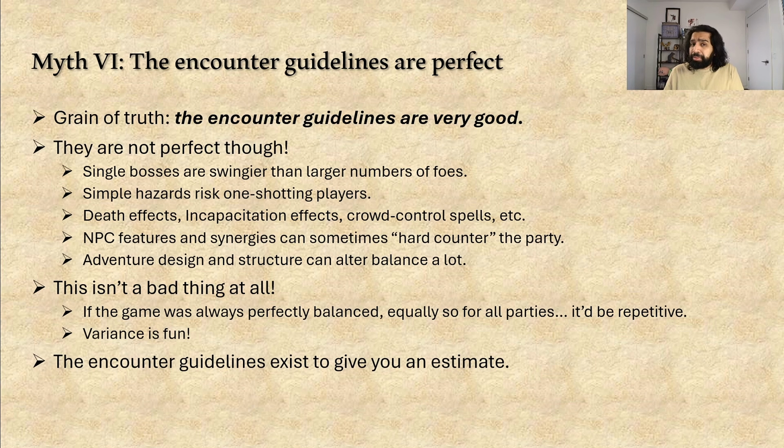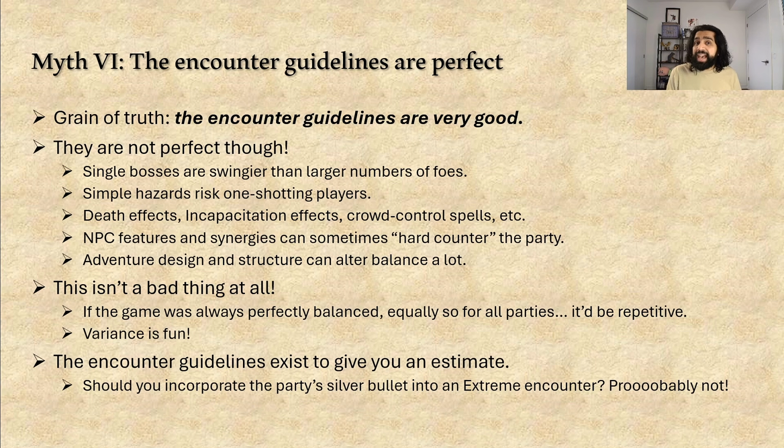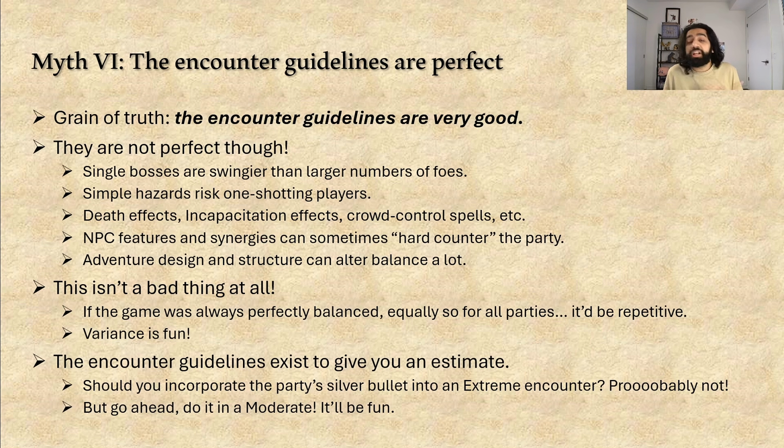An extreme threat is meant to be an even match for the party. Should you take an extreme threat encounter and give them the perfect silver bullet for the party and never telegraph to the party that that enemy has that silver bullet? Probably not, but you could do that for a moderate. It'll actually be pretty fun because now the party will go to an encounter that they thought was a foregone conclusion and suddenly have to deal with a lot of nonsense, and they'll come up with a clever new way to deal with it. So don't feel restricted by the encounter guidelines.